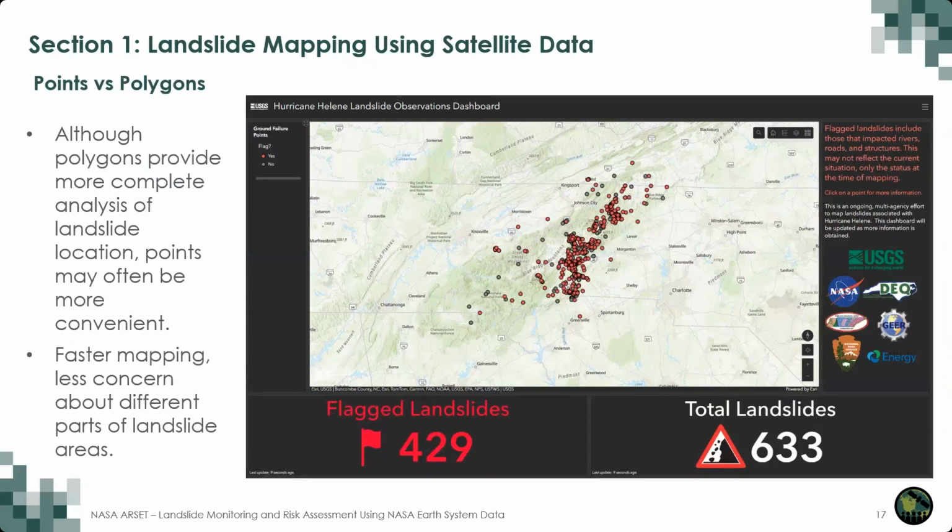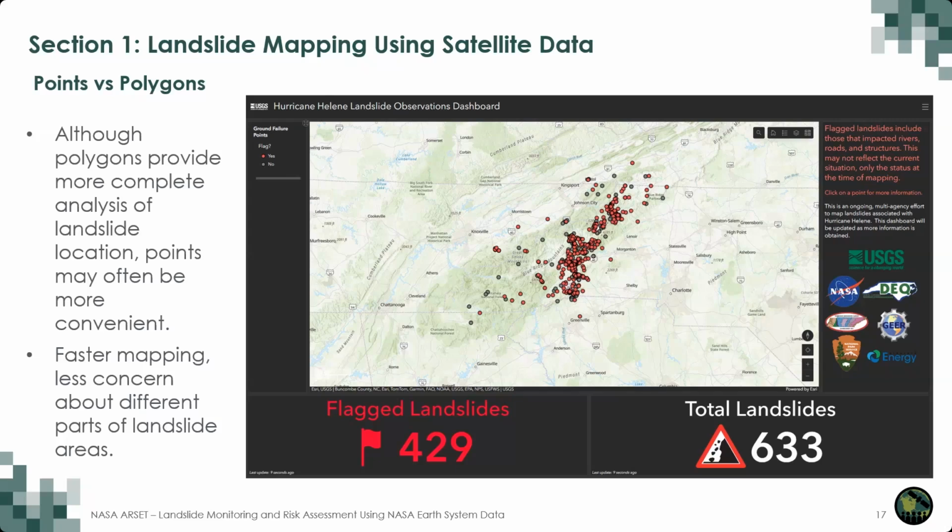So we obviously just talked about polygons, but it's important to note that many landslide inventories are also simplified to single points for each landslide, particularly for emergency response. And here I'm showing an image from the Hurricane Helene Landslide Observations Dashboard, which was a multi-agency effort to produce landslide location estimates during the aftermath of Hurricane Helene last year in 2024 in North Carolina and surrounding states. Because it's much quicker to map the location with a single point rather than carefully drawing a polygon around that landslide, it can be more efficient for emergency response to use point data sets.